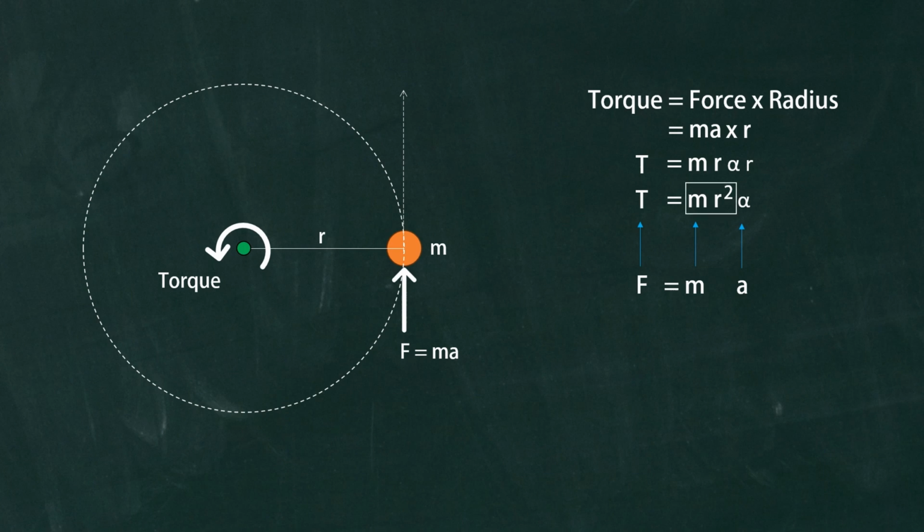This mr² is actually the moment of inertia. It's denoted as I in most classical physics equations, but in engineering we often use J to represent the moment of inertia. But this is exactly the same: the rotational inertia, the moment of inertia. So this was all about the moment of inertia and its relation with torque.